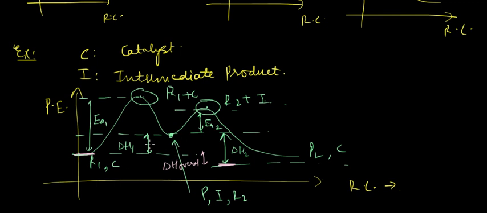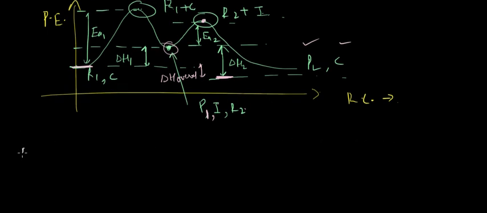So in here we have a product P1 formed along with the intermediate, which is formed at this reaction coordinate, and we are also introducing some R2 here. So R2 and I will again react with each other to form the activation complex 2 here, and from the activation complex 2 we get formation of P2 along with the catalyst, which is regenerated in the reaction.